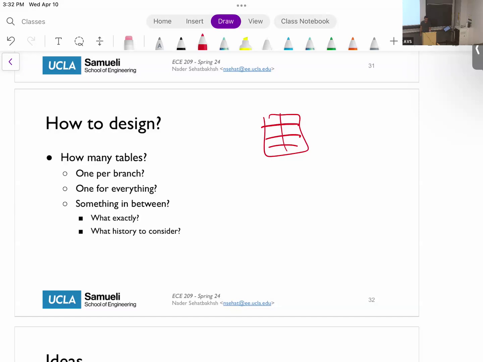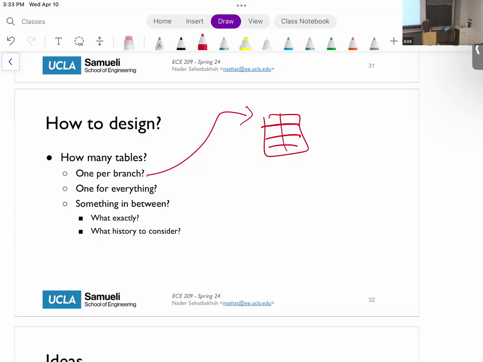Do we need 1 table per branch, or should we reuse the tables for all the branches? One idea is that, if I want to remember the history, for every unique branch I have 1 table, right? This probably would be the best, because then I can independently track things. But the problem would be 2 things. One is you have a lot of storage. And the second is you have no idea about your surrounding branches, because sometimes there's correlation between branches, okay?